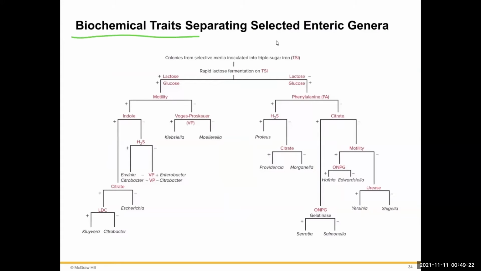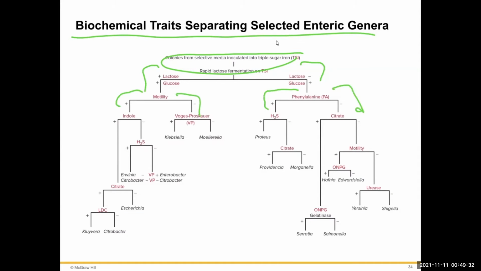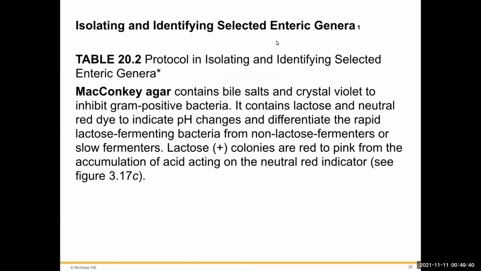These are biochemical traits separating each one. You have a bacteria, and we're going to start with whether it's lactose negative or lactose positive. From there, it has motility. From there, phenylalanine is one of the tests. We'll go through each one of those steps here. This is the overview flow chart of it, and this is the test that we use for isolating and identifying selected enteric genera.